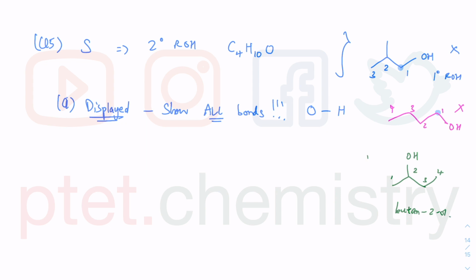Once I get the skeletal, I can just convert that into displayed. So don't forget to display the OH as well, and then put in all the other hydrogens. Carbon forms 4 bonds, so make sure that you count and you don't make any mistakes in this kind of question. 4 carbons, so CH3, CHOH, CH2, and CH3. Okay.